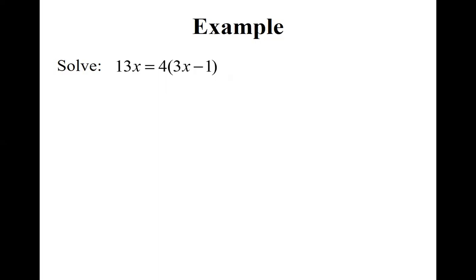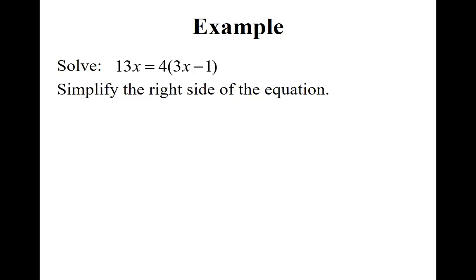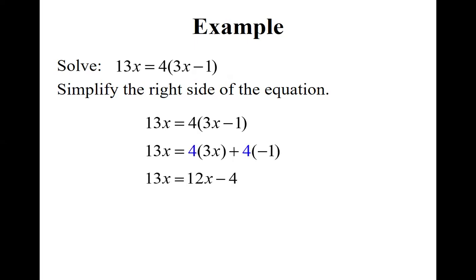13x equals 4 times the quantity 3x minus 1. We can simplify the right side. We know how to multiply to get rid of parentheses. 4 times 3x is 12x. 4 times -1 is -4. That simplifies the right side to 12x minus 4.